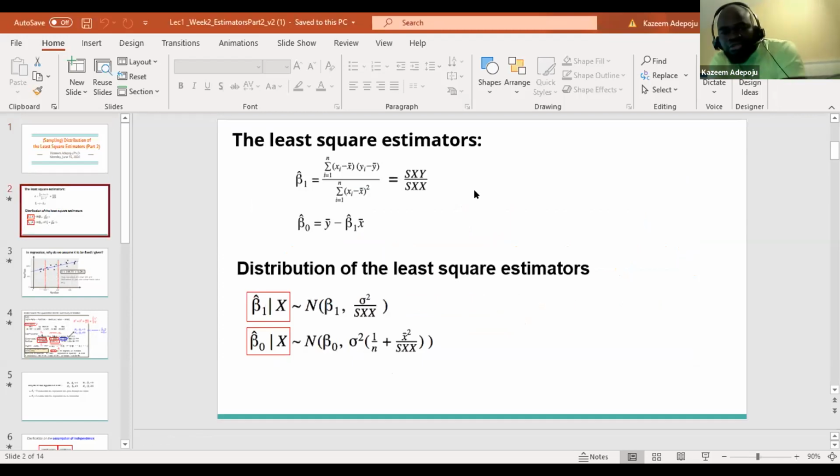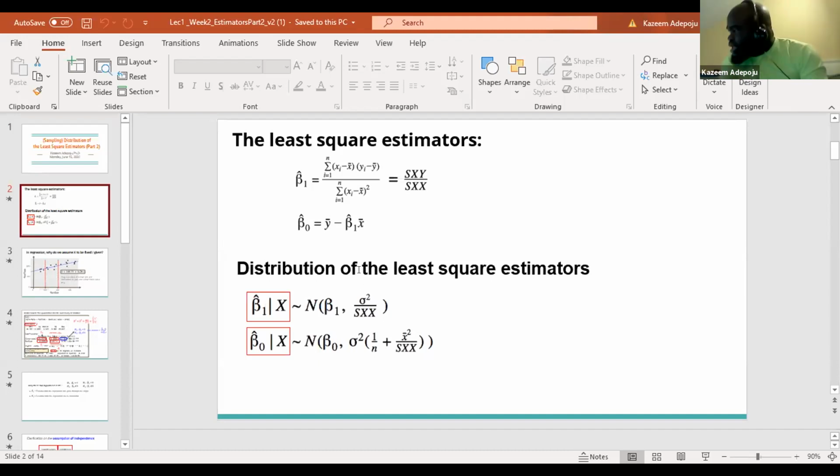The least square estimators, by now you know, are formulas. If I want to get beta one, this is what I'm going to have, which is the same thing as the ratio of the covariance to the variance of X, as you can see right here. If I want to get beta naught, this is it. These are the estimates, so we need to get a distribution of the least square estimators.